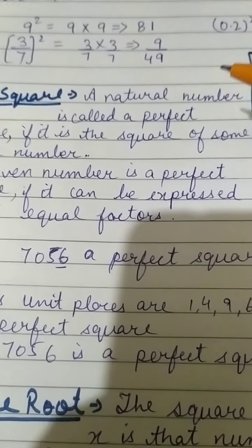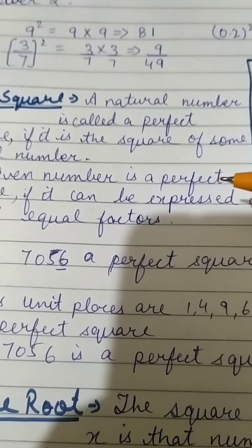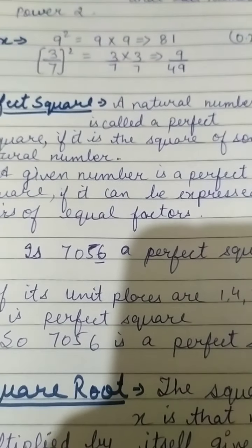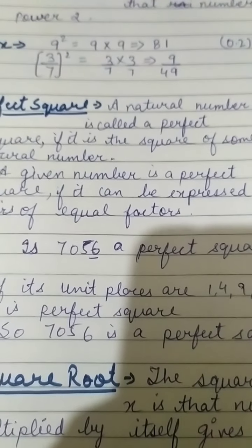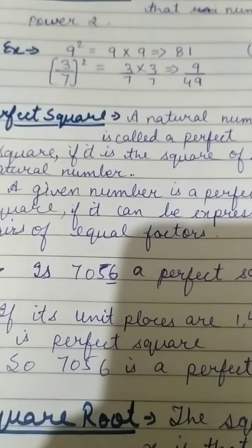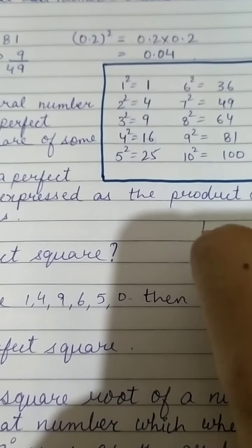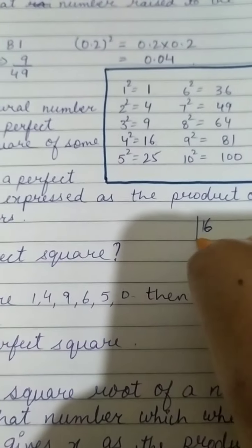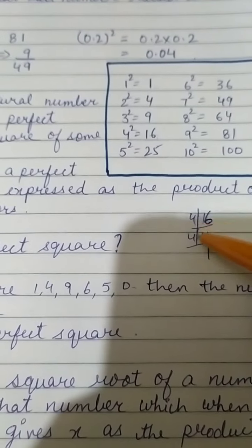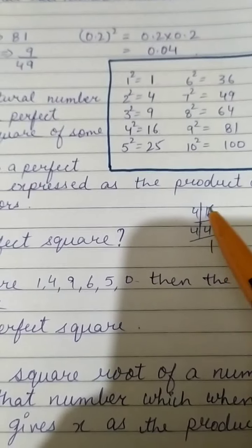Now comes perfect square. A natural number is called a perfect square if it is the square of some natural number. So children, if you have to find out whether a given number is a perfect square, you have to express that in pairs of equal factors. Like if we have to find out the square root of 16, it will be 4 4s are 16, means 4 is in pairs and we have to take 1 from the pair.